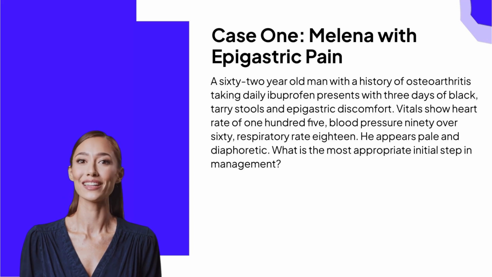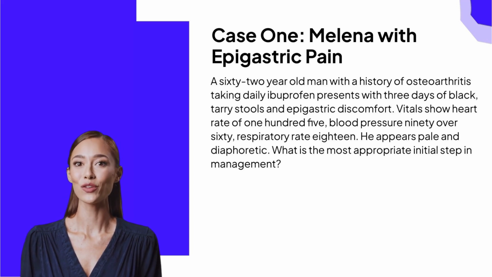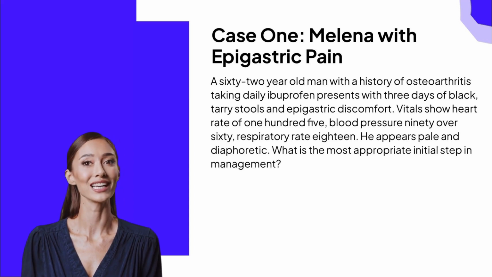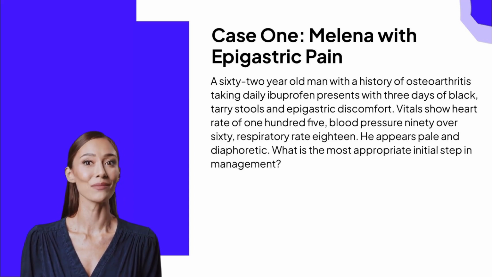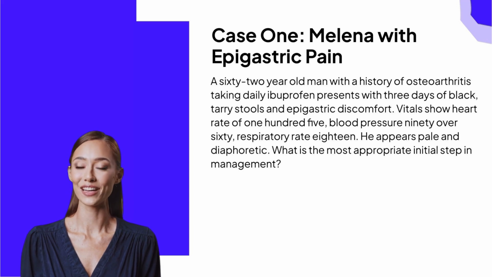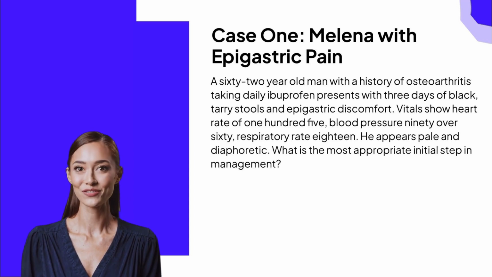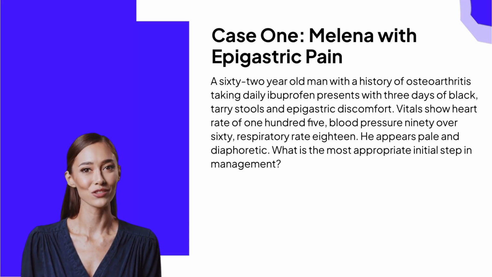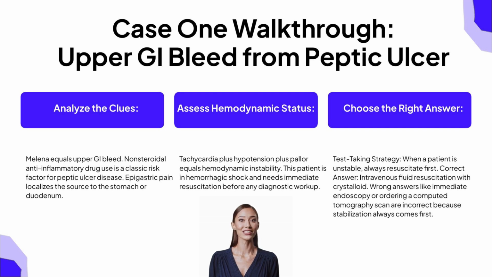Let's work through our first case together. A 62-year-old man with osteoarthritis taking daily ibuprofen presents with 3 days of black, tarry stools and epigastric discomfort. His vitals show tachycardia and hypotension, and he appears pale and diaphoretic. The question asks for the most appropriate initial step. Before I reveal the answer, pause and think about what your approach would be. What key features stand out to you? Let's break down this case systematically.